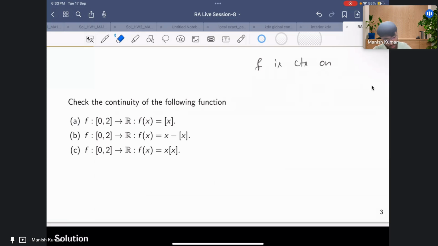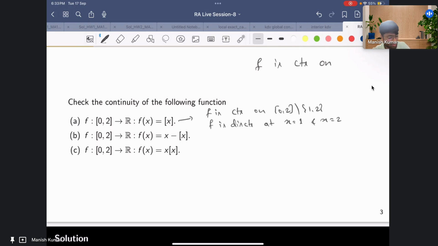But if you want to conclude from here, you can say that f is not continuous in 0, 2. So the answer you can write is: f is continuous on 0, 2 minus 1, 2, and f is discontinuous at x equal to 1 and x equal to 2. This would be a better answer, although what you said is also correct, that f is not continuous on 0, 2. But this more precisely says where it is continuous and where it is discontinuous.